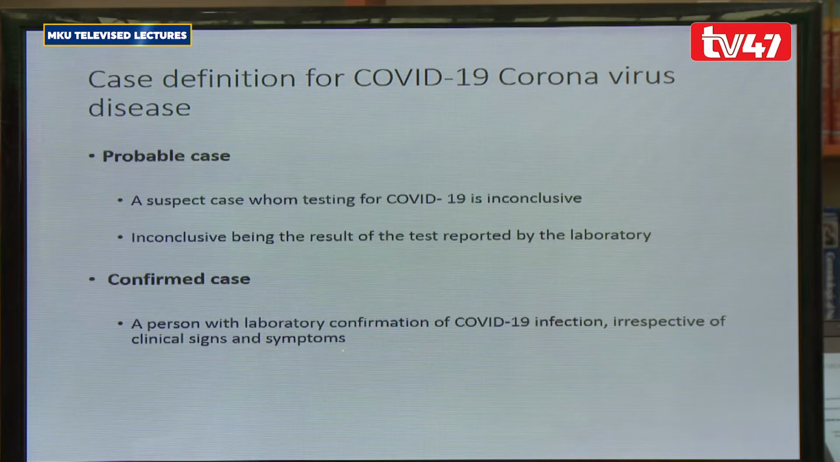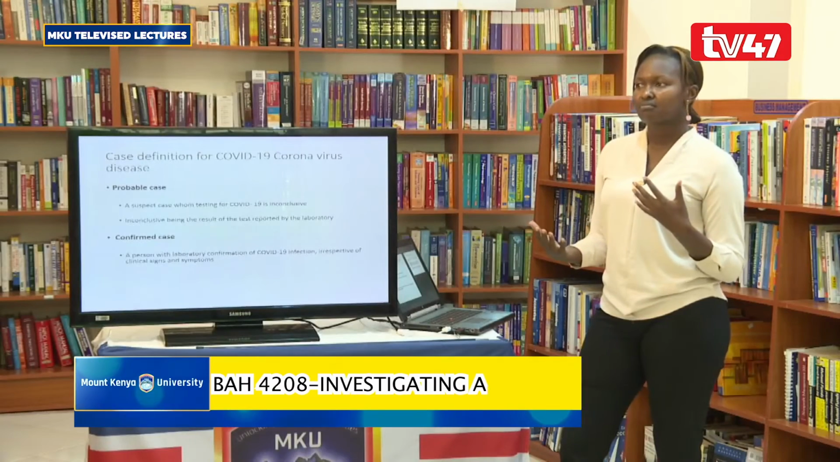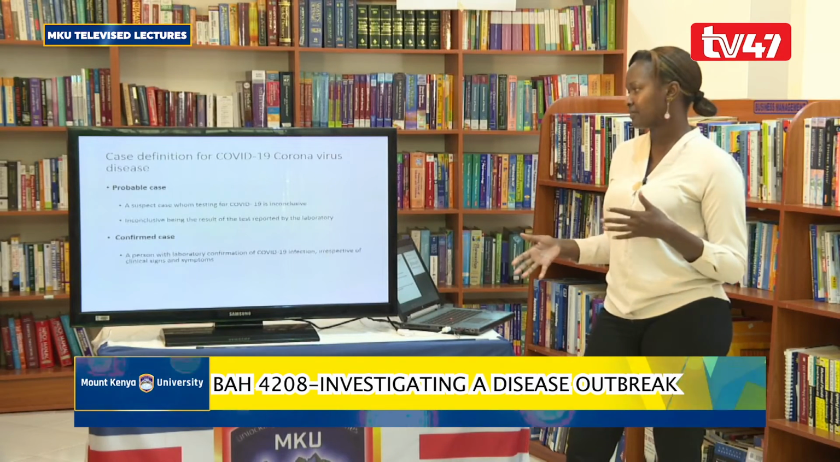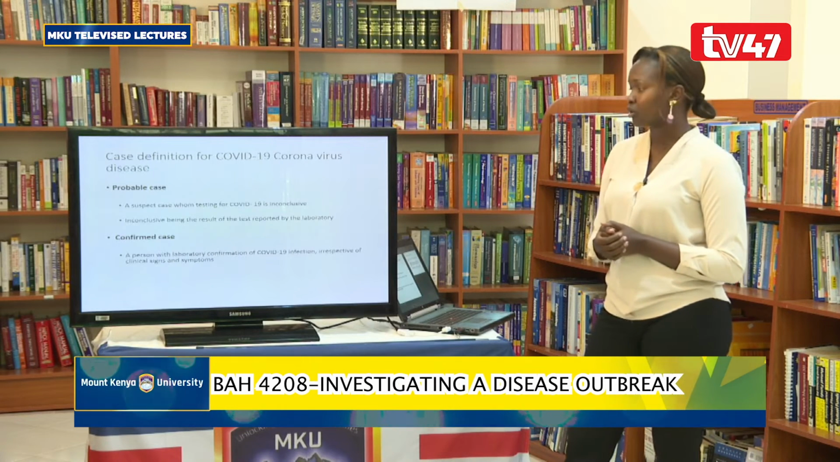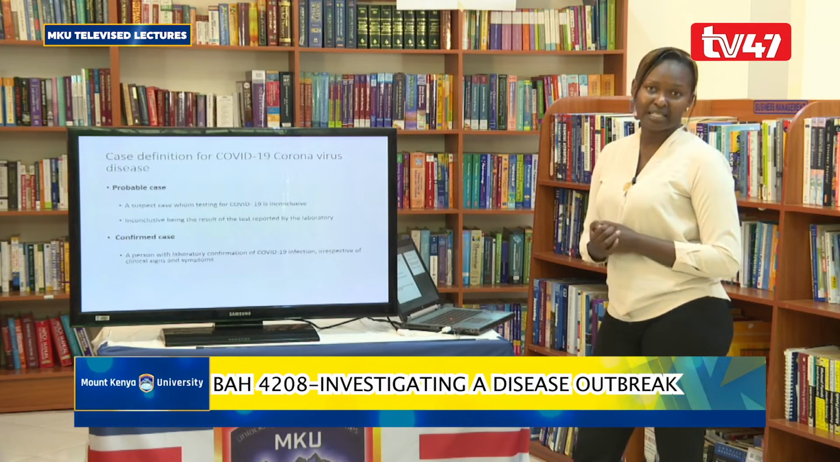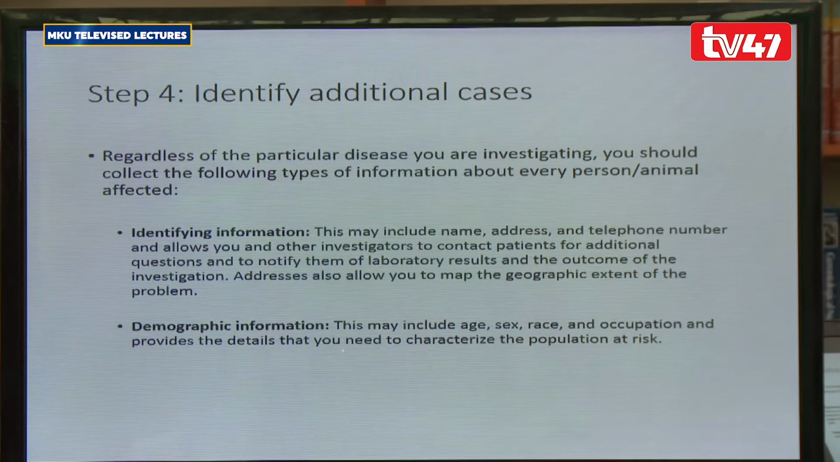We have case definitions for probable and confirmed. A probable case for COVID-19, according to WHO, is a suspected case for whom testing for COVID-19 is inconclusive. And this just means that the laboratory is not sure. Maybe the results were not conclusive. And a confirmed case is a person with a laboratory confirmation of the COVID-19 infection.